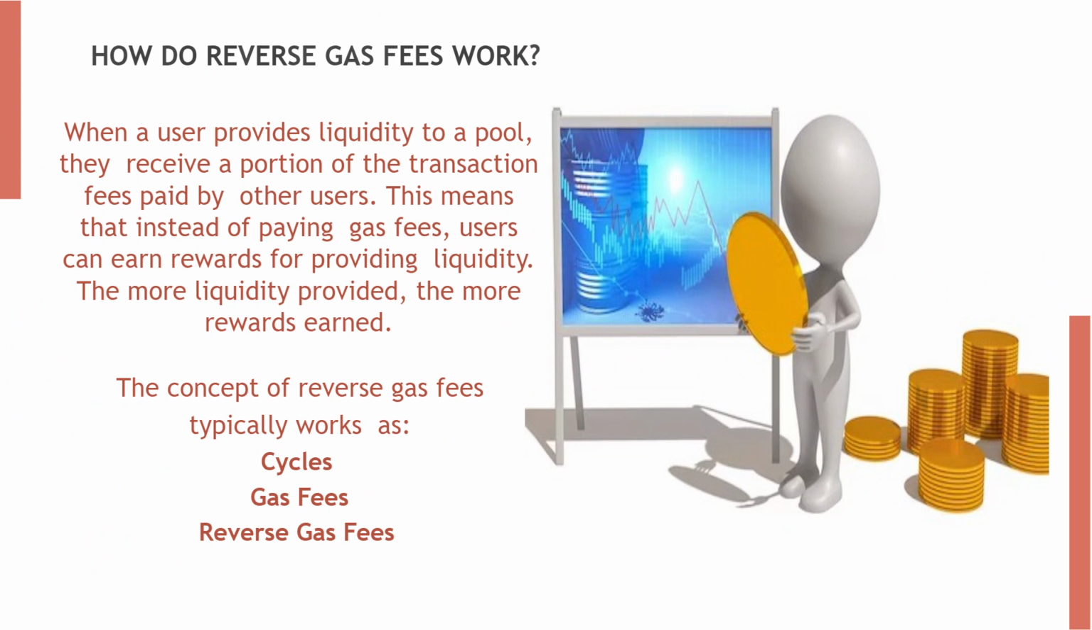So how does this reverse gas fees work? So users जब भी liquidity provide करते हैं to a pool, and pool in this case is a blockchain network, वो एक portion receive करते हैं on the transaction fees that are paid by them. So that portion is called reverse gas fees. So instead of paying the whole gas fees, users can earn rewards by providing liquidity. The more liquidity is provided, the more rewards are earned by them.